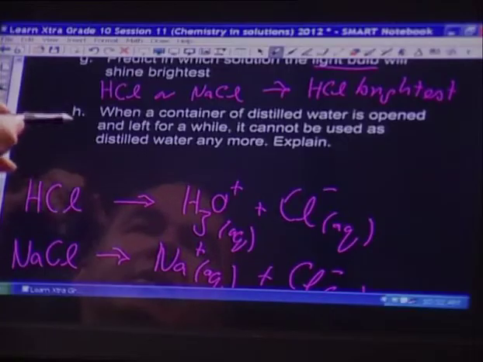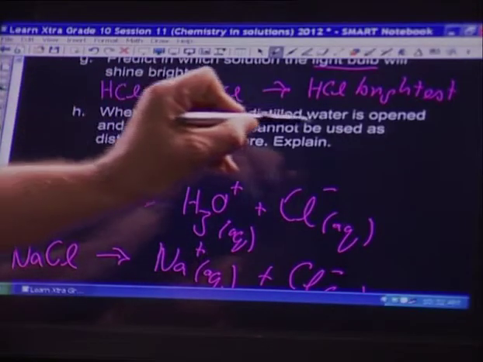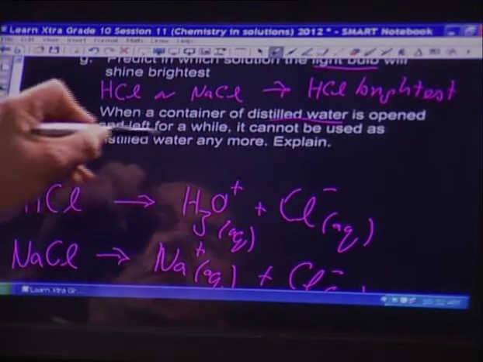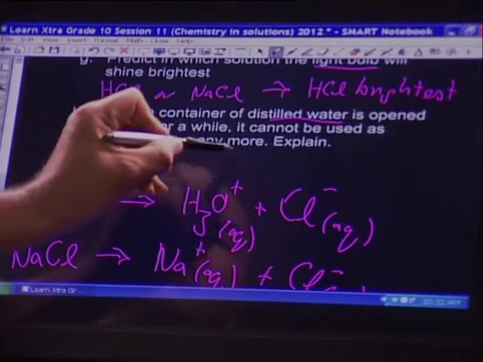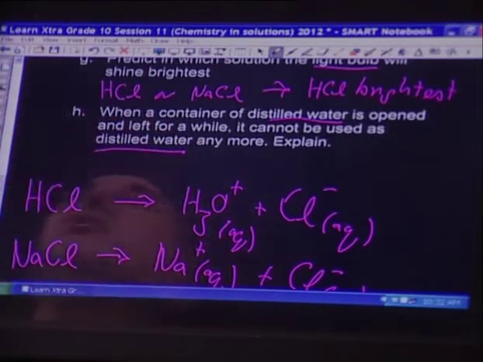Okay, so it now goes to the next question, and it says, when a container of distilled water is left open and left for a while, it can't be used as distilled water anymore. Explain why. Well, water is this universal solvent. It not only dissolves solid things, but it dissolves gases. And gases like carbon dioxide can dissolve in water.